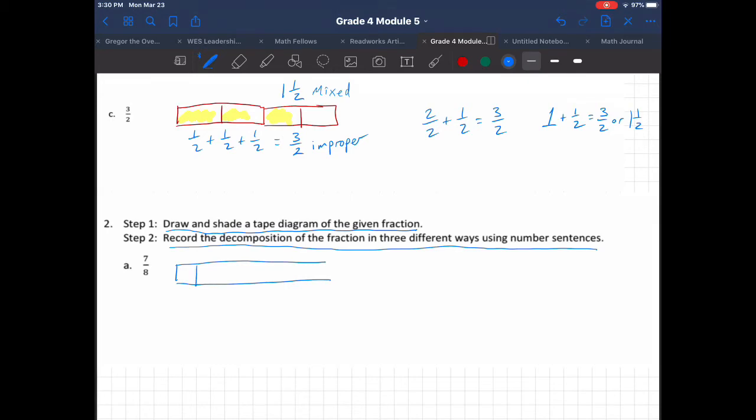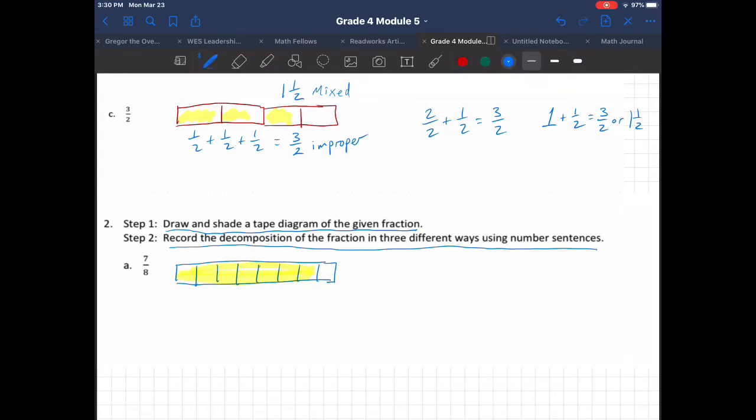I need 8 equal pieces because this is eighths. 1, 2, 3, 4, 5, 6, 7, 8. I only need 7 of them shaded. 1, 2, 3, 4, 5, 6, 7. Did I say 7 of them shaded? 8. 7 of the 8 shaded.